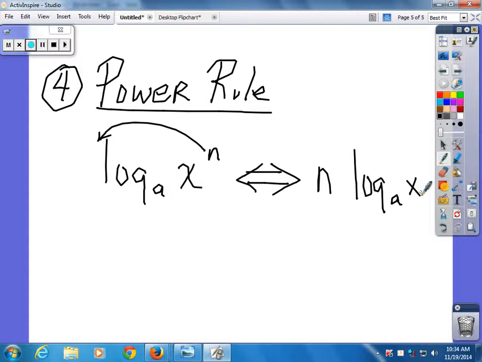Okay, and you can go both ways with all of these rules. In other words, if you're given this, you can rewrite this as that. If you're given this, you can rewrite it like this.